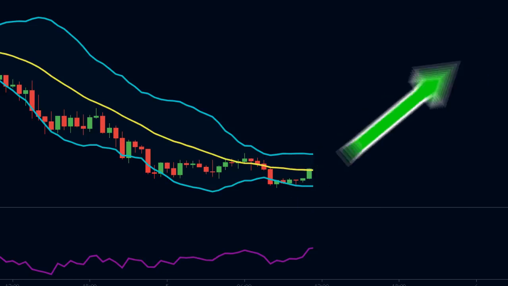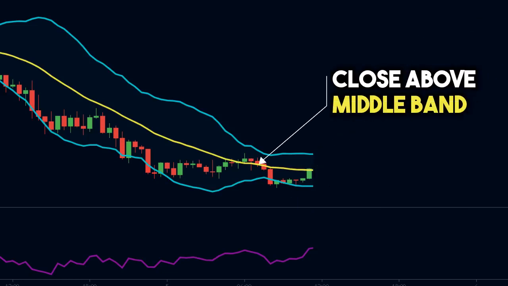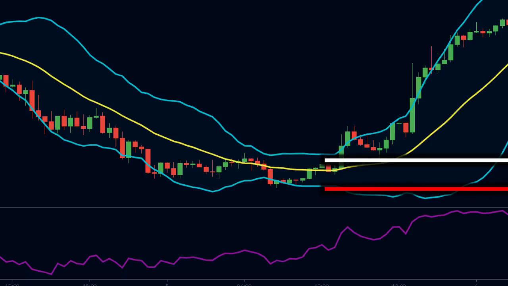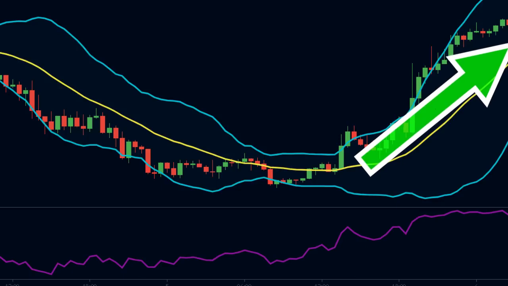But we will not buy just yet. We want the price to close above the middle Bollinger Band. Here is our entry, as the price makes a strong close above the middle band. We enter at the close of this candle. We keep our stop loss below the lower band. And we will place our targets at 2:1 risk-reward ratio. The pair gave an 800 pip move after our entry.